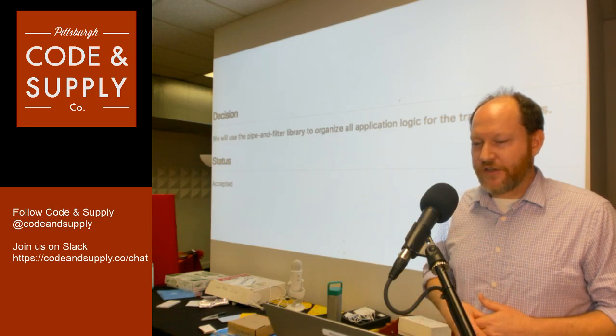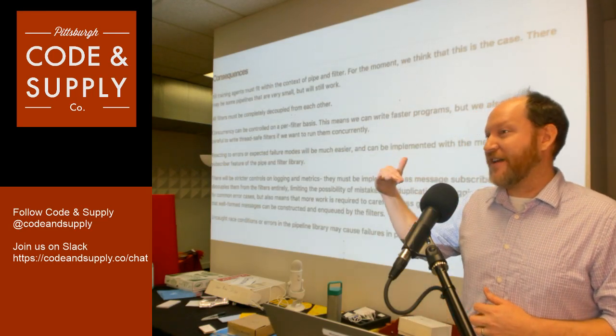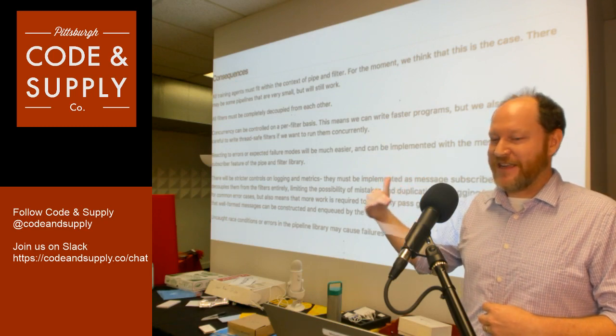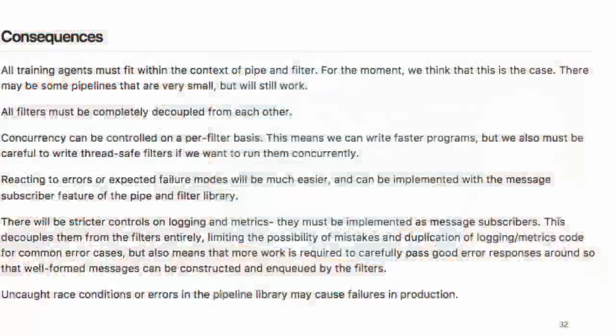All right, consequences. As a result of applying that decision, that we're going to use that library, these are all the things that happen, both good and bad. A good thing: we've improved our testability. All the filters are completely decoupled. It's easier to maintain. Oh, wow, concurrency, we're going to improve our performance. Lots of really awesome stuff going on.